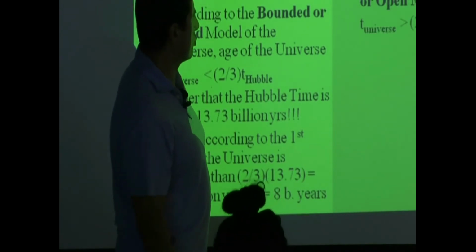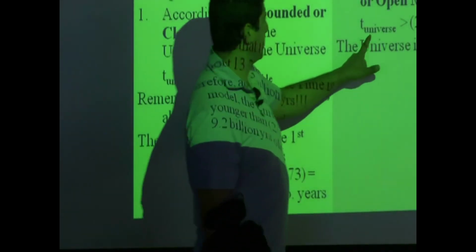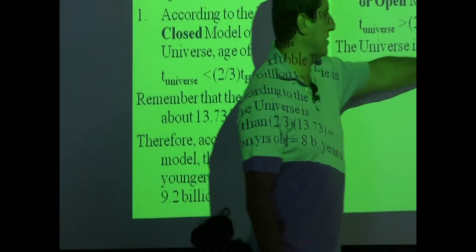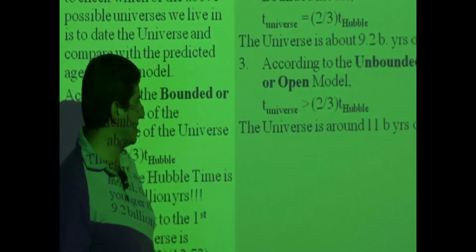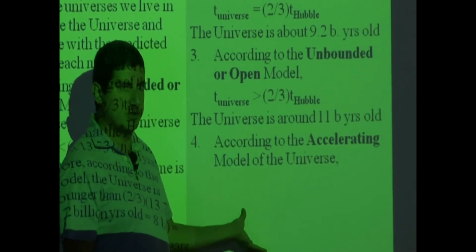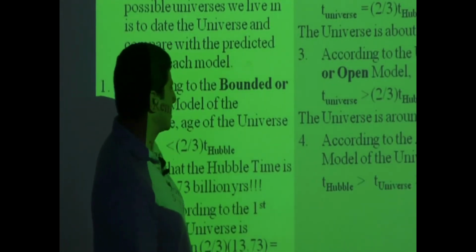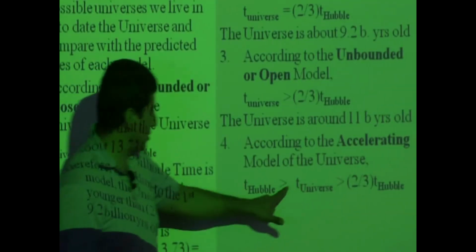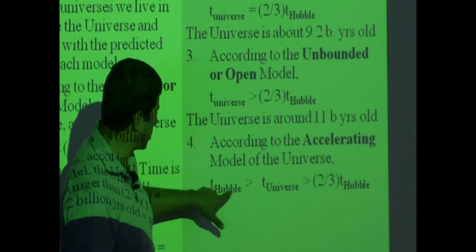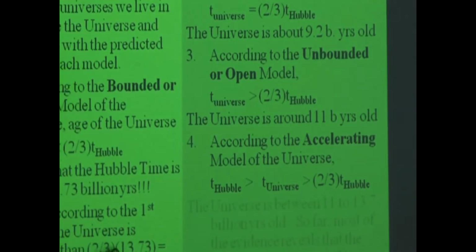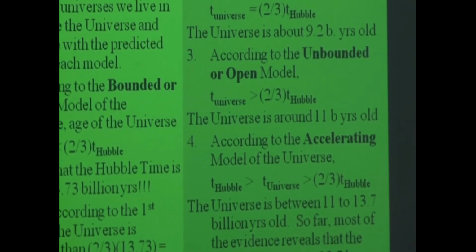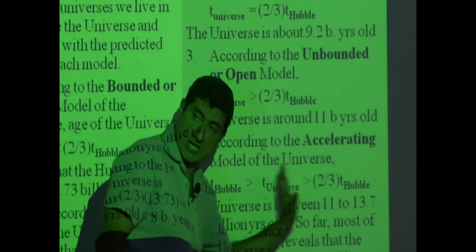According to the unbounded or open model, the age of the universe is greater than 2/3. The universe is roughly around 11 billion years old. And again, we've ruled that out, like I said earlier. Therefore, based on that aging process, we've concluded on this model also. So according to the accelerating model of the universe, the age of the universe is less than T Hubble, but greater than 2/3. So it's as close to the Hubble time as possible. Therefore, the universe is between 11 to 13.7 billion years old, and as close to 13.7 as possible.